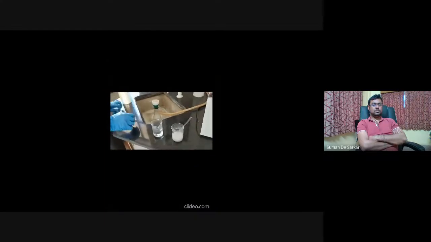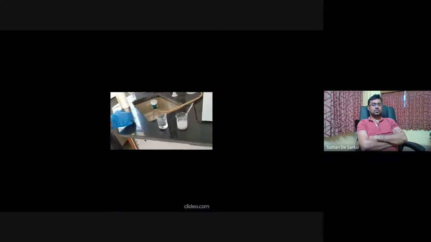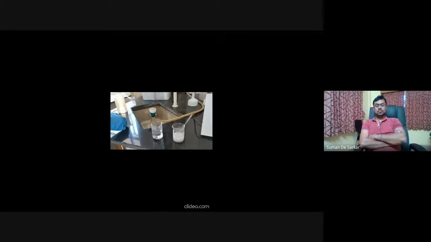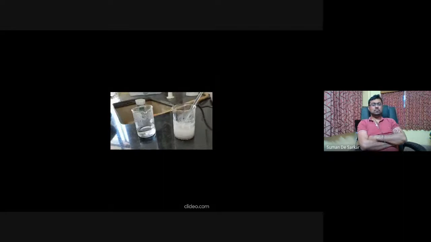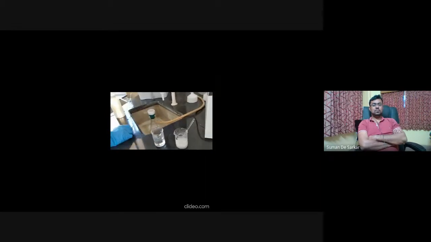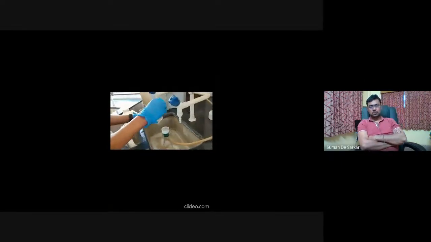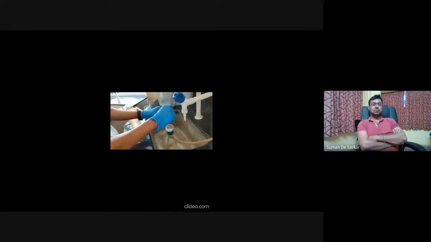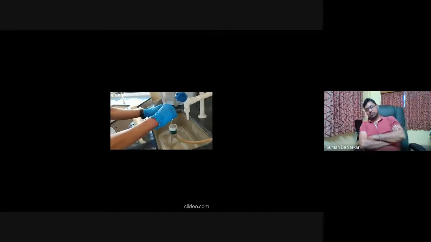So after 15 minutes boiling, we have made the reaction mixture cool at room temperature, and you can see we got a nice white precipitate of the binol. And now we are going to filter the binol using the aspirator. So we have the aspirator, we have set up the Buchner funnel, and we are filtering the reaction mixture, the white precipitate of binol.